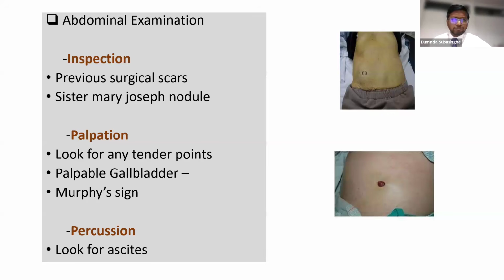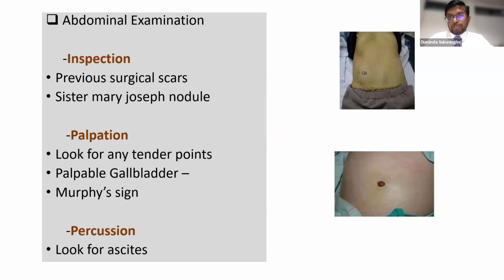Again, the palpation. Before you touch your patient's abdomen, always ask whether there's any point particularly painful, which is called tenderness. So you start from another area, then gradually come there without hurting the patient. So these are some of the tips and tricks for the examination.